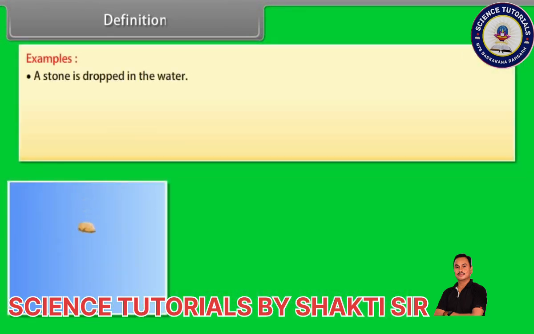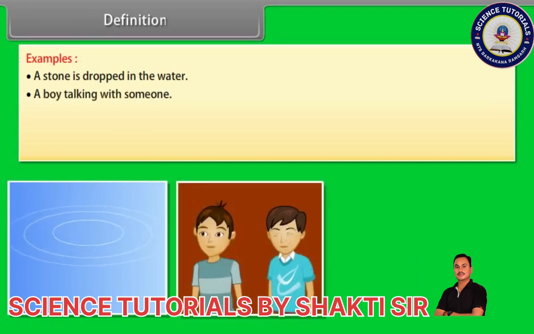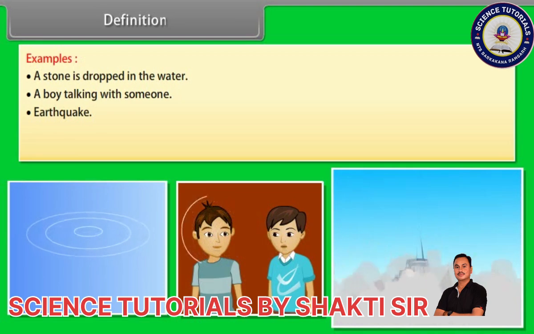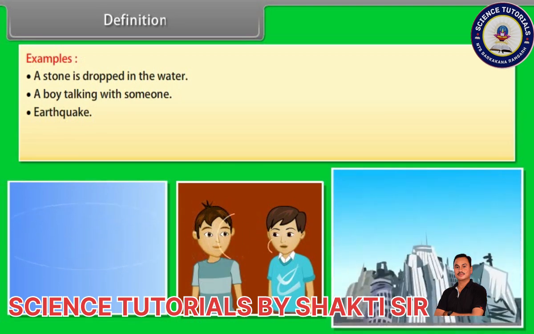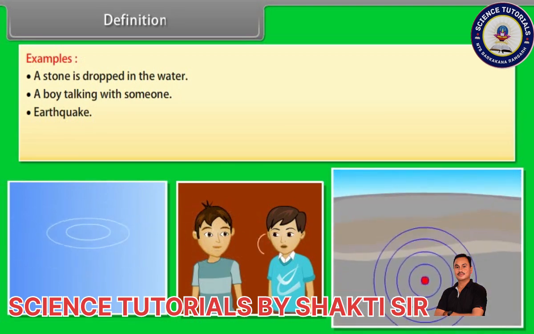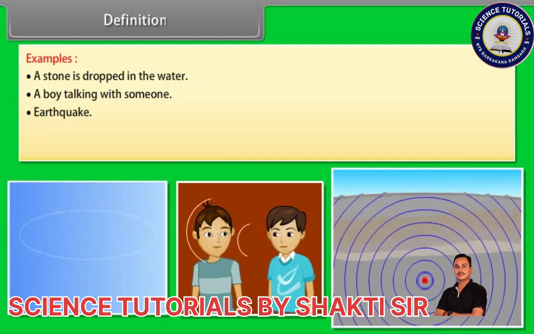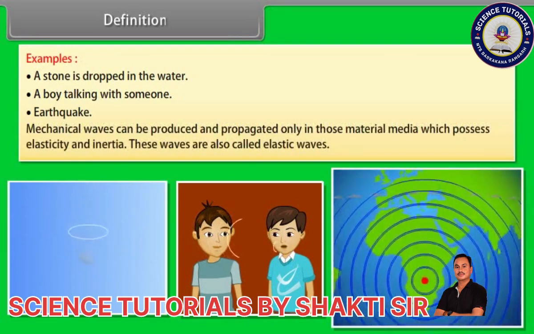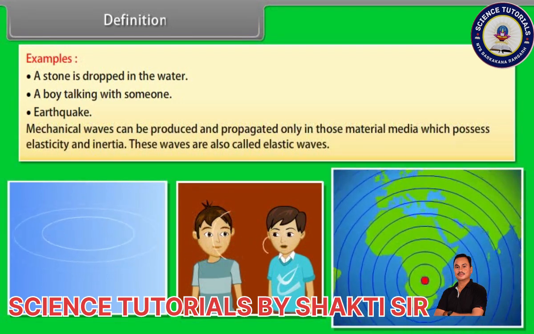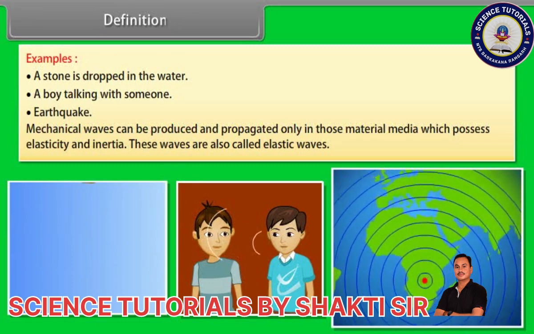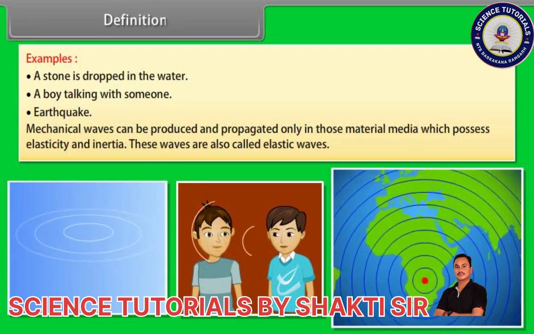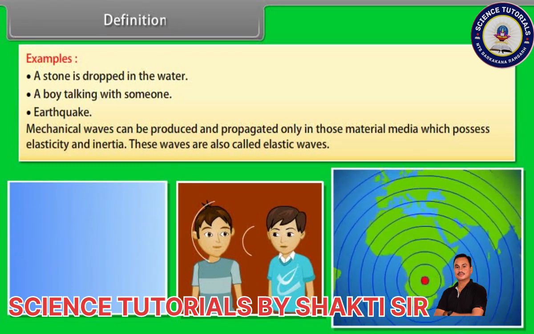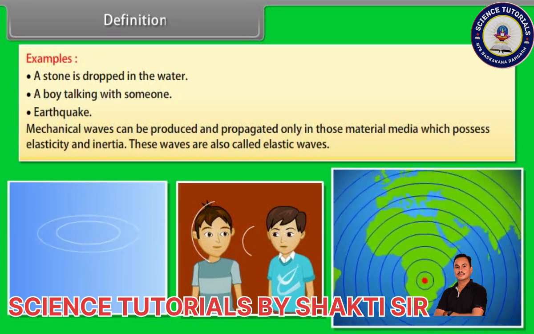A stone is dropped in the water. A boy talking with someone. Earthquakes are some examples of wave motion. In this chapter, we shall study about mechanical wave motion. Mechanical waves can be produced and propagated only in those material media which possess elasticity and inertia. These waves are also called elastic waves.